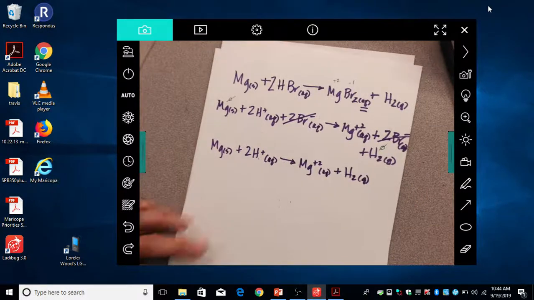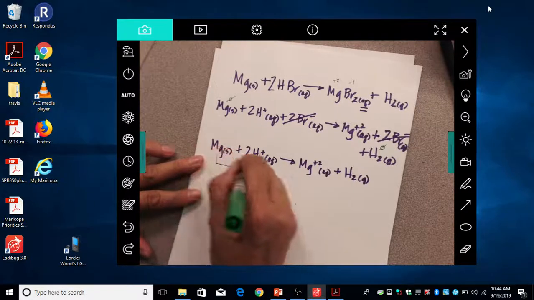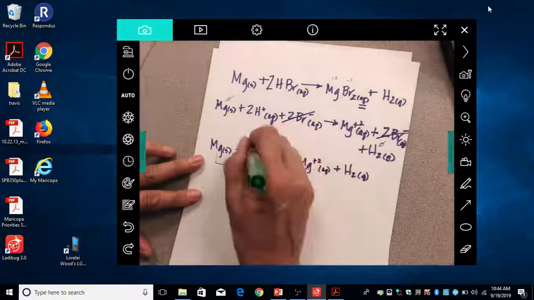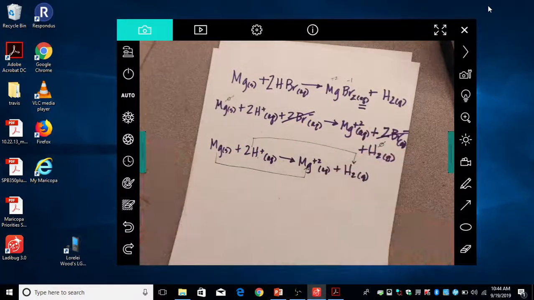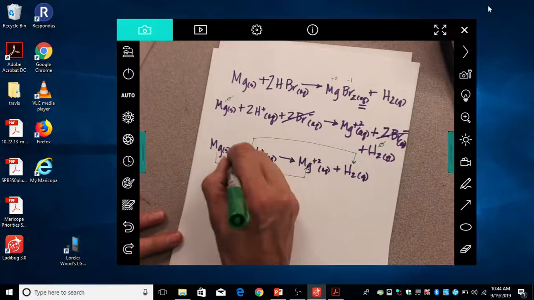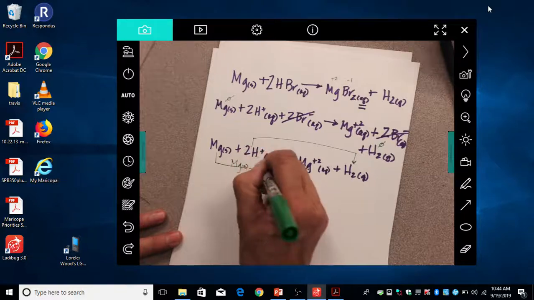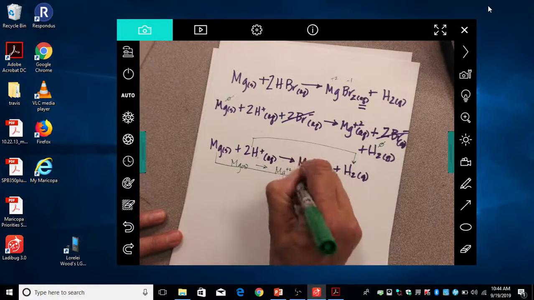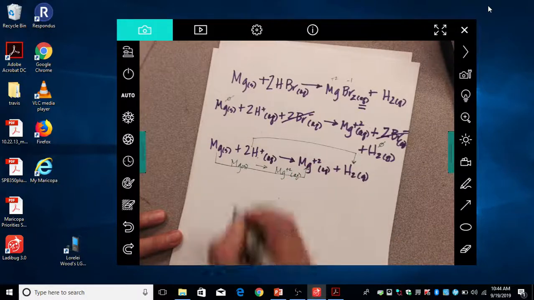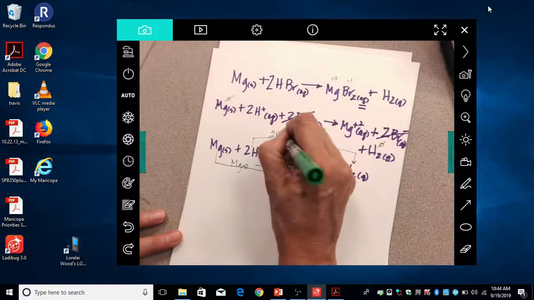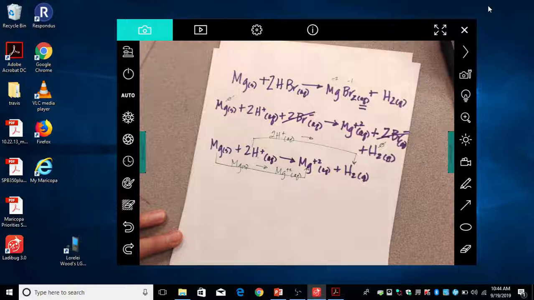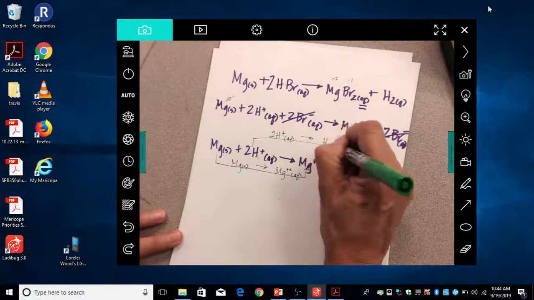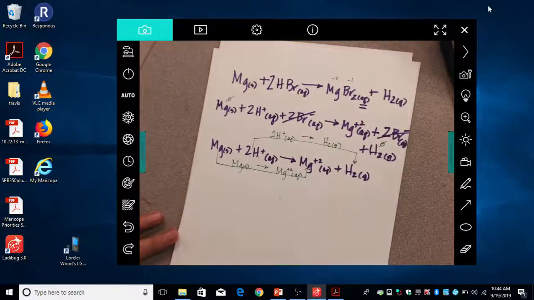Alright, so now we wanted to do our redox half reactions. We say, alright, magnesium has changed. Hydrogen has changed. So let's write our redox half reaction. We got Mg solid that changed into Mg with a +2 charge in aqueous solution, and 2 hydrogen ions in aqueous solution that changed into hydrogen gas. Alright, let's copy that down.